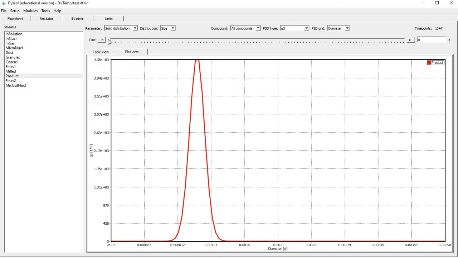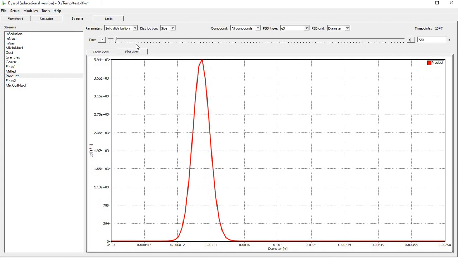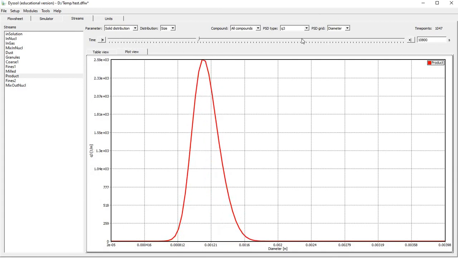And let's look now at the dynamic change of particle size distribution in the system. We have here some oscillations, and we will reach a steady state. So this is exactly how you can perform a simulation of granulation in the Dyssol system. Thank you.